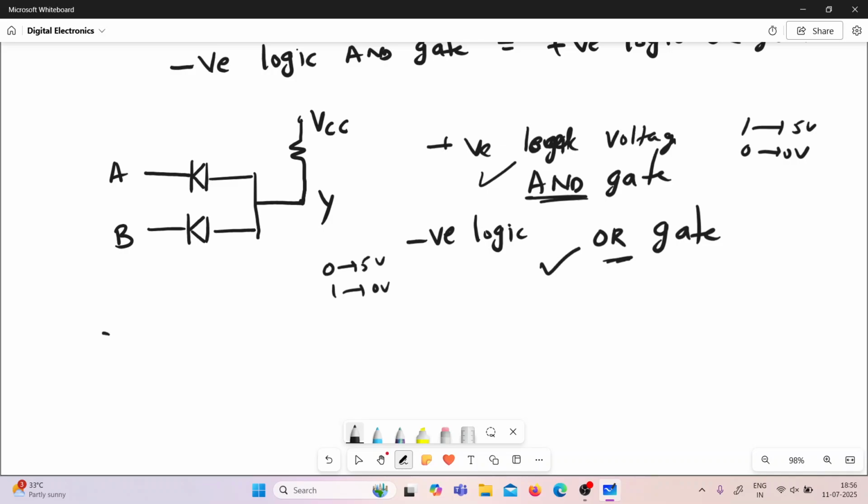Similarly, you may get a question like this. This is also one more question, and generally this is the OR gate. For this OR gate, if we apply positive logic voltage levels, it will act as a positive logic OR gate. And if you apply negative logic voltage levels, the same circuit can act as a negative logic AND gate.